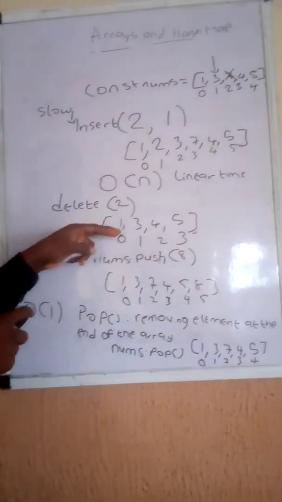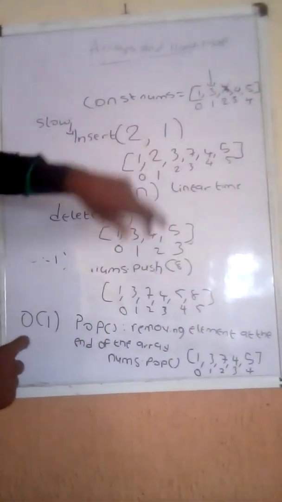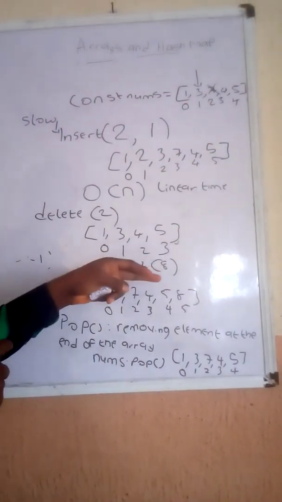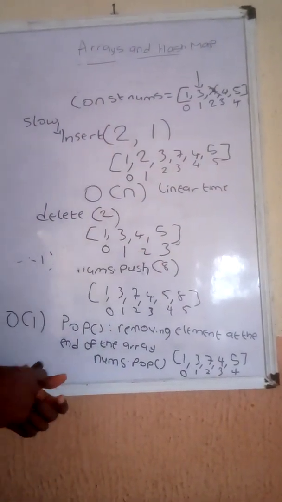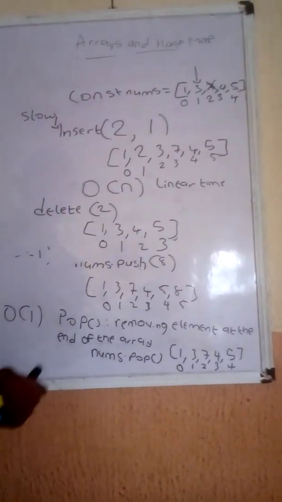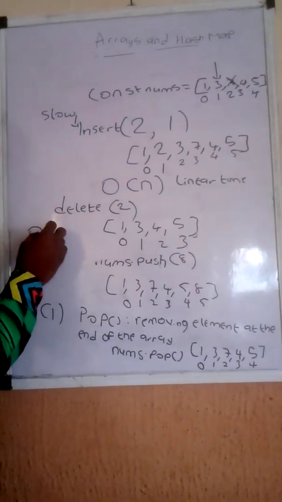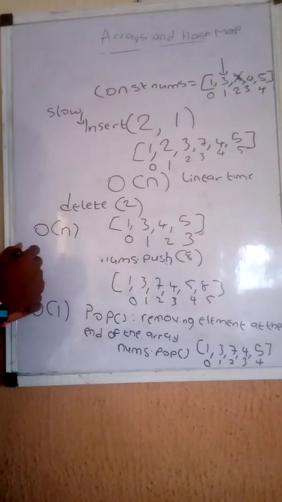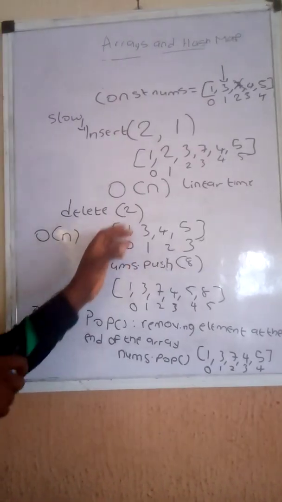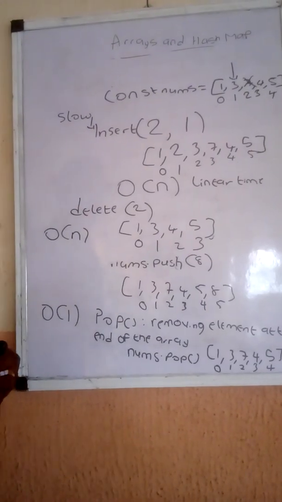So we see that 4, which was at index 3 before, is now at index 2. 5, which was at index 4 before, is now at what? Index 3. So we've managed to shift the indices backward. That is for delete. And this operation takes what? Big O of n, which is a linear time, because we are actually touching every element in the array. We are shifting the indices, and it takes O of n time complexity to perform this operation.